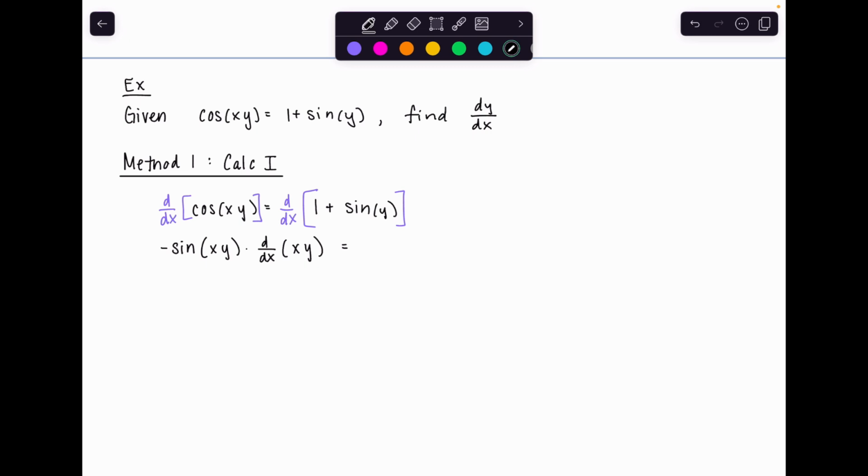On the right-hand side, derivative of 1 is 0. Derivative of sine is cosine. And then again, this is where our process comes in. I'm taking a derivative of y with respect to x, so chain rule tells me that dy/dx pops out. Now I've got this one last derivative to figure out first.